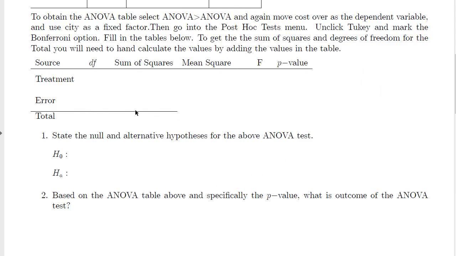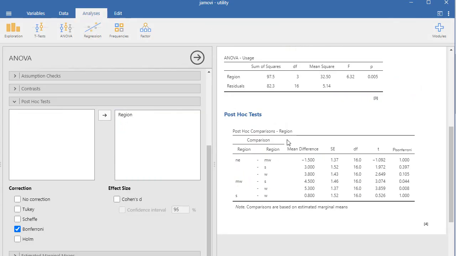So after you've got your table filled in here, you're going to state your null and alternative. All means equal, at least two means differ. Based on the ANOVA table, in other words, looking at the p-value, what's the outcome? So p less than 0.05, there is a significant difference. You will reject H0. P greater than 0.05, you will not reject. And that's this p-value here.